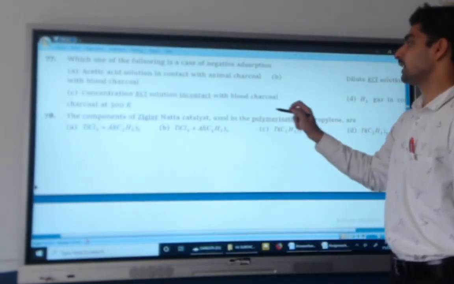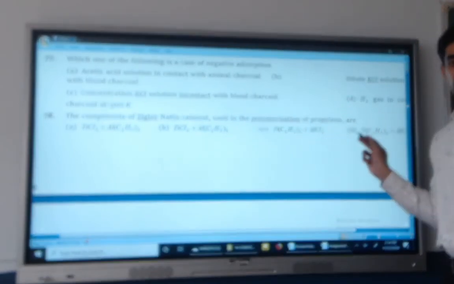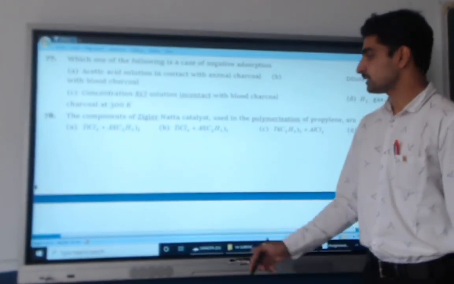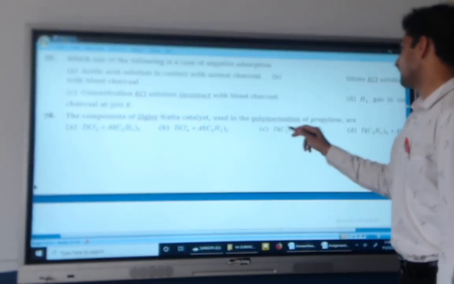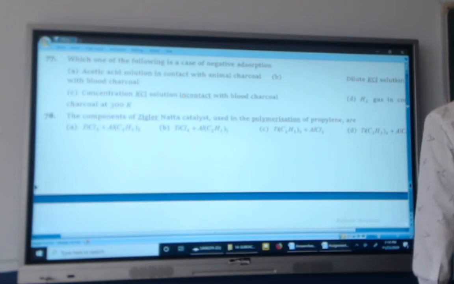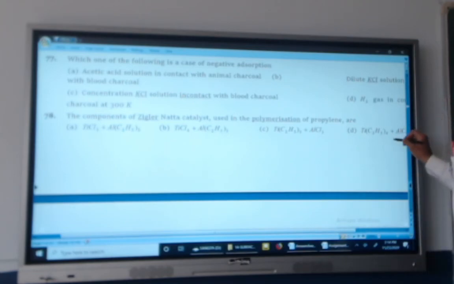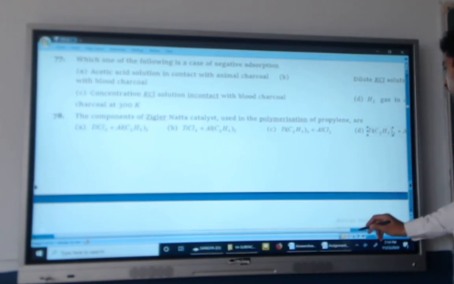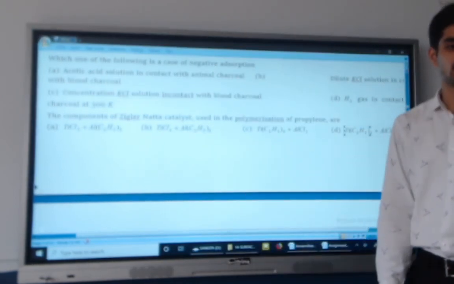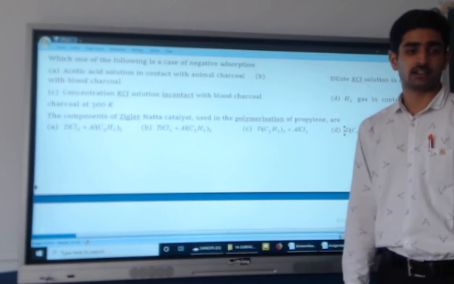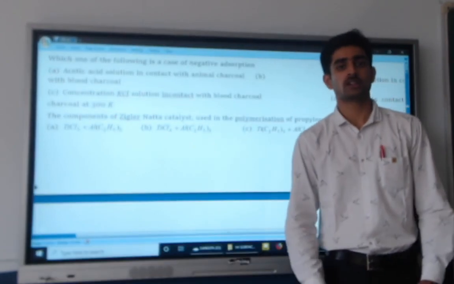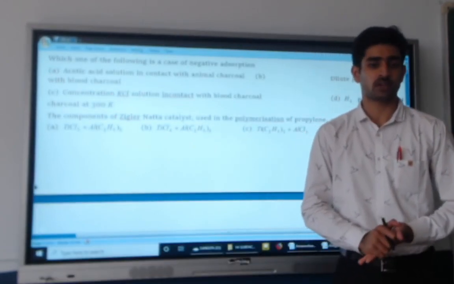The component of Ziegler-Natta catalyst used in the polymerization of propylene are: first option TiCl3 Al(C2H5)3, TiCl4 Al(C2H5)3, Ti(C2H5)3 AlCl3, Ti(C2H5) TiCl4 AlCl3. So the option is TiCl4 Al(C2H5)3, which is a Ziegler-Natta catalyst, what we are going to say. So the option is this one. So this is all about some questions regarding surface chemistry concept.